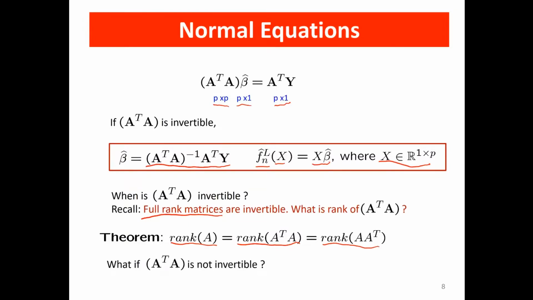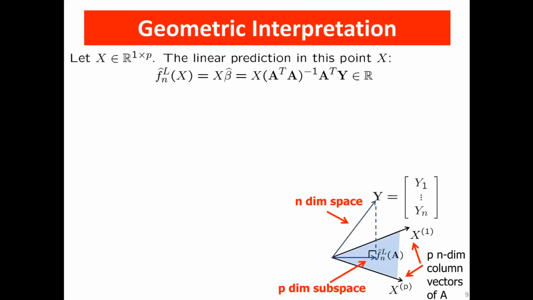What can we do when A transpose A is not invertible? In this case, people usually use some regularization trick. We will discuss them later. Now we are going to discuss the geometric interpretation of linear regression.